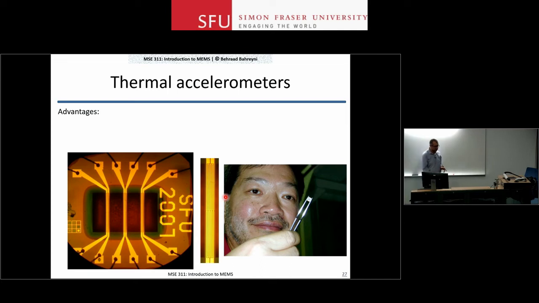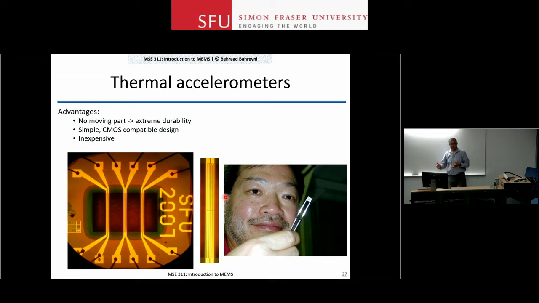So the advantages of these thermal accelerometers: no moving parts. So these are extremely durable. Basically nothing can break them, because the heater and the temperature sensor are so light that no G value is going to damage them. It's a simple device. You just need a heater and a temperature sensor. Both of them are easy to make once you have a conductive layer. And they're inexpensive as a result of all those benefits that we mentioned so far.